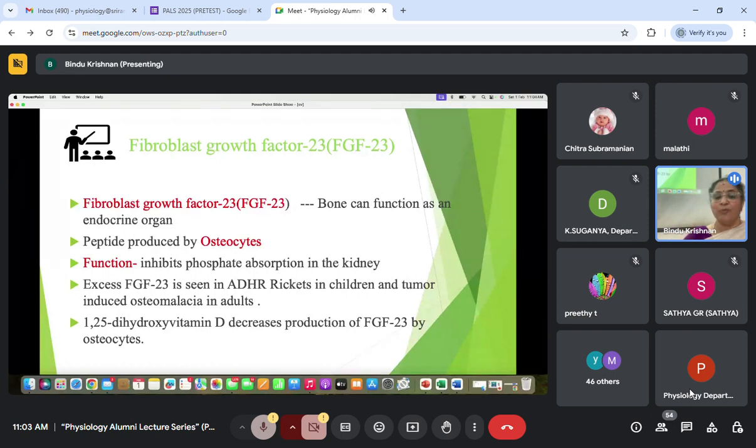But is it of any importance? Yes, definitely. Because in autosomal dominant hypophosphatemic rickets in children, there is an excess of this FGF23. And also whenever there is osteomalacia due to a tumor, there again this FGF23 is found to be more, right? So one thing to remember from this is that 1,25 dihydroxy vitamin D, the most active form, decreases the production of FGF23, which is understandable, because we have seen that this is secreted when there is more phosphate. So that helps in removal of phosphate from the body through the kidney.